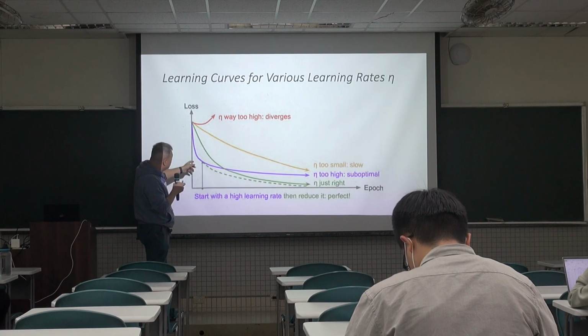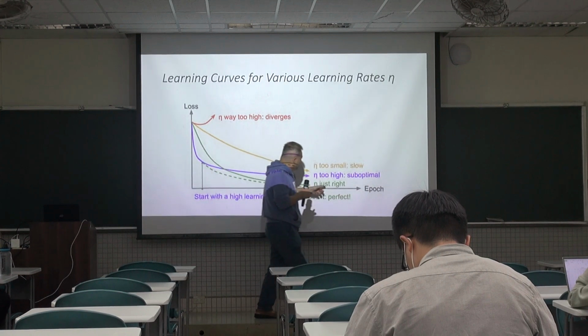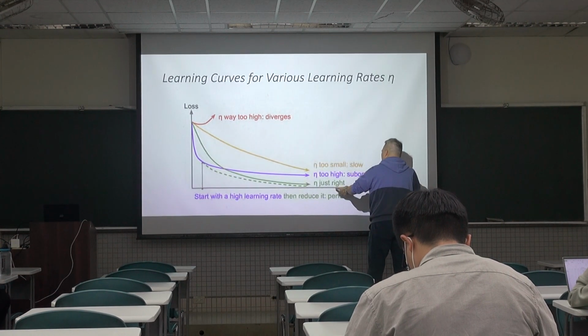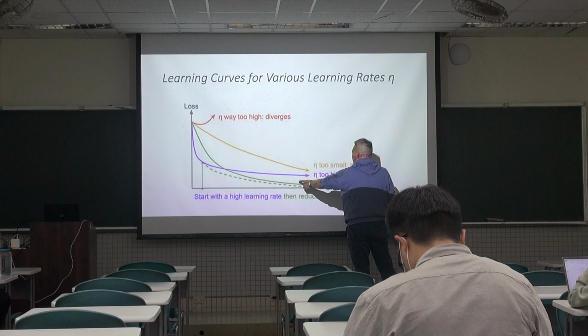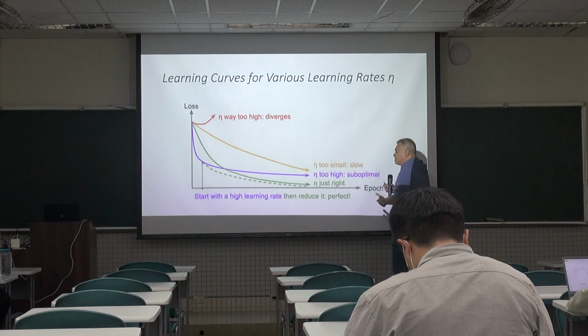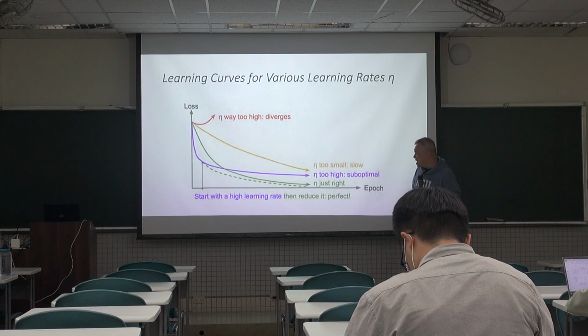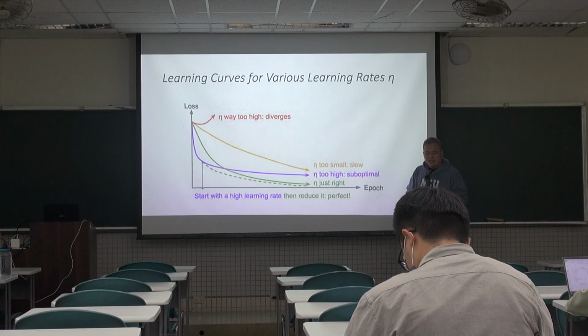So this green line indicates that you have exactly a good learning rate. You can see that it converges fast and goes down to a very low loss, which is very nice. But we know that it takes a lot of effort to find this right learning rate.